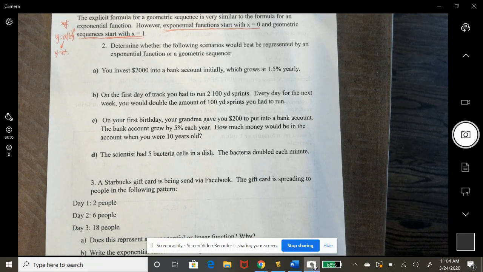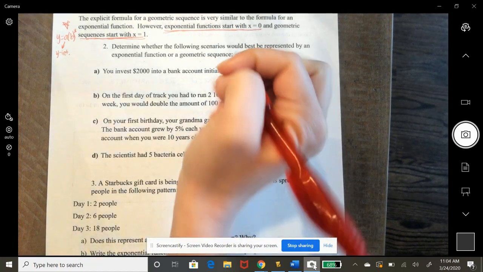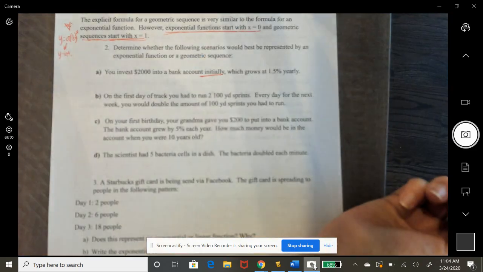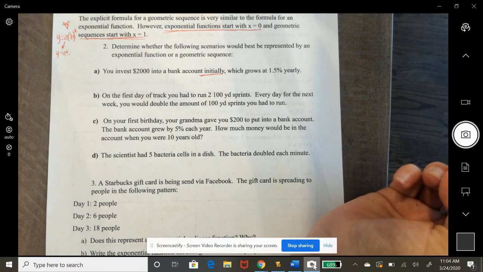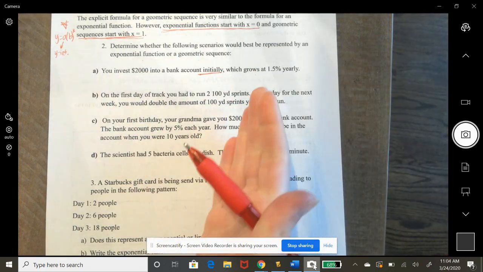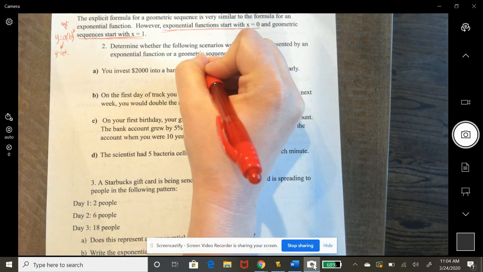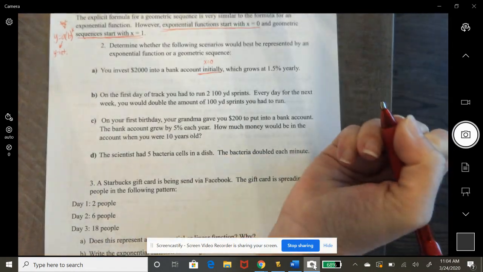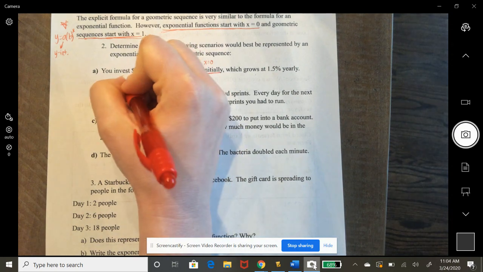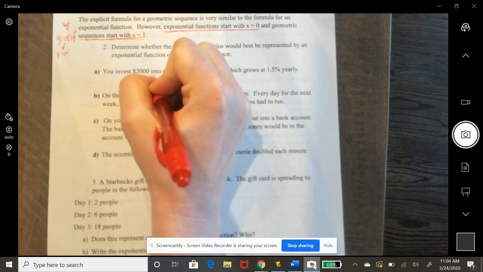Letter A says you invest $2,000 in a bank account initially, which grows at 1.5% yearly. If you started it, no time has passed. So that would be where your time is 0 or where your x is 0. So this would be best with an exponential function.